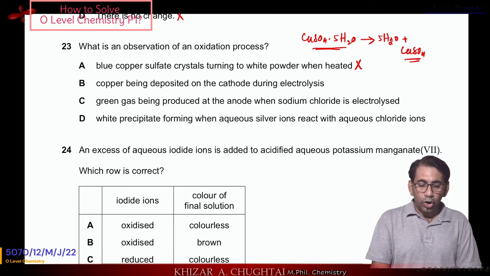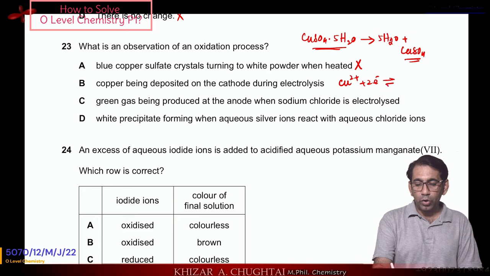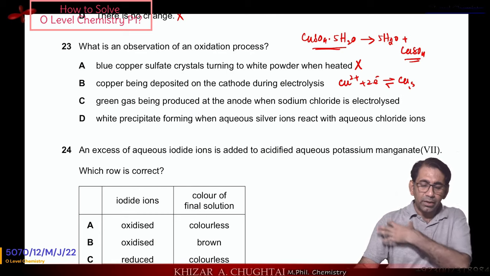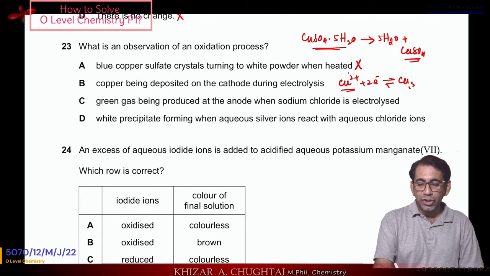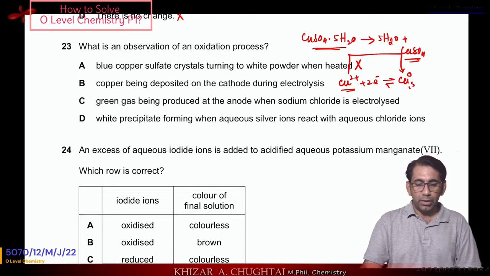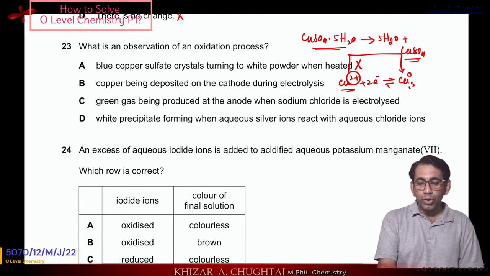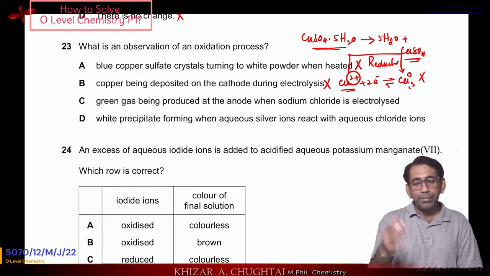B. Copper being deposited on cathode during electrolysis. I'm again going to write the equation for this mechanism. If the copper is supposed to form at the cathode, copper 2 positive ion plus 2 electrons goes to make copper solid. So in this case, copper 2 positive ion is changing itself into copper that has 0 oxidation number. And when its oxidation number changes from +2 to 0, it is said to be reduction. It's not oxidation. Again, B is an incorrect option.